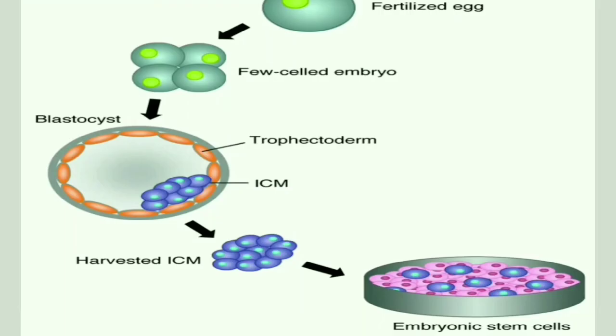This diagram explains how an embryonic stem cell is created. A fertilized egg develops into a four-celled embryo. From it develops a blastocyst. From the blastocyst, the inner cell mass is taken, and the inner cell mass is used for the embryonic stem cell creation.